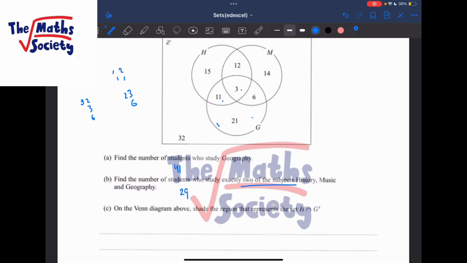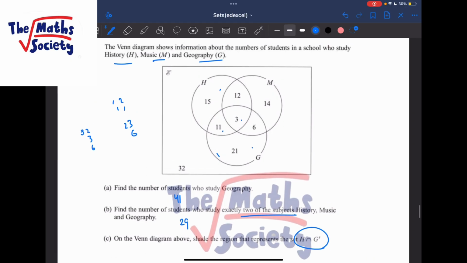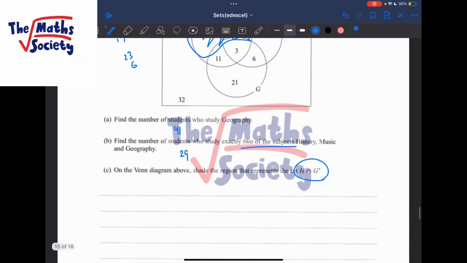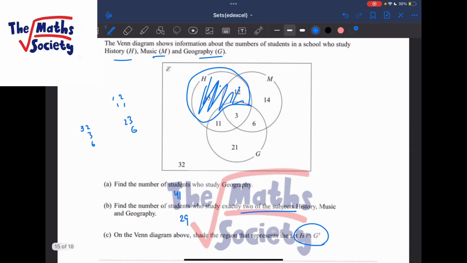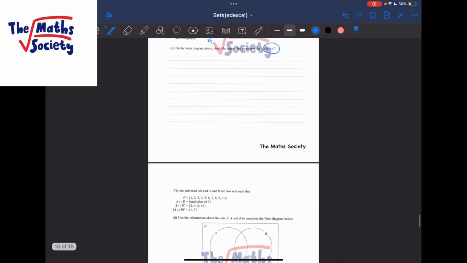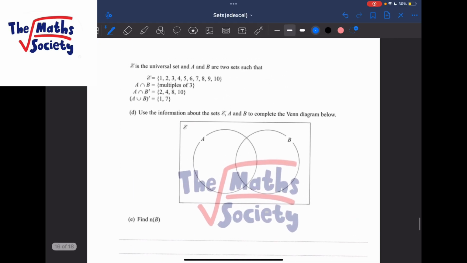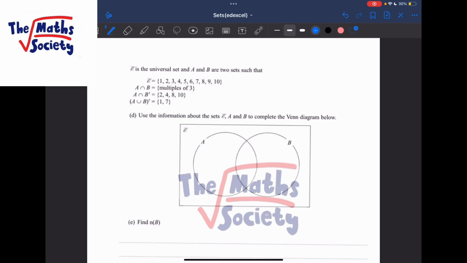It says, on the Venn diagram above, shade the region that represents the set H intersect G prime. H intersect with G prime, which is not G. If you H intersect with G, it will be like this. G prime is this, not this. So basically it's just going to be this part that is H intersect G prime. So you just need to shade this part. Yep. And I think this is the part B question of it.